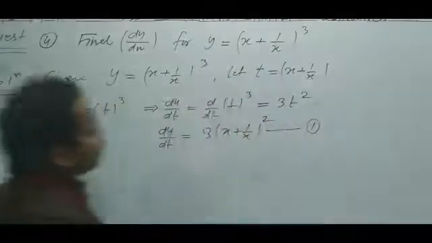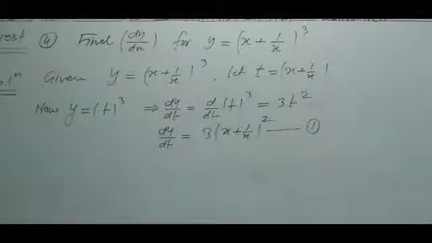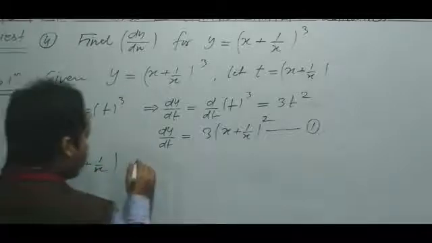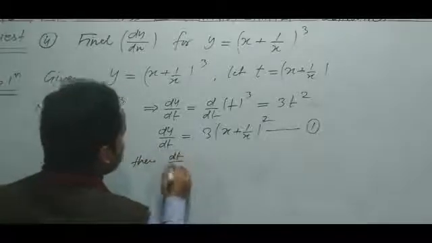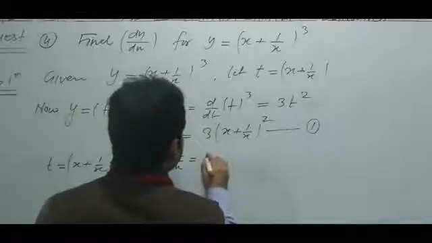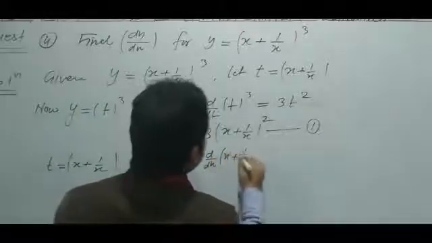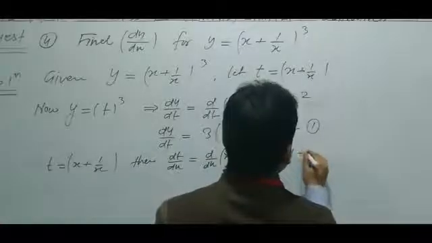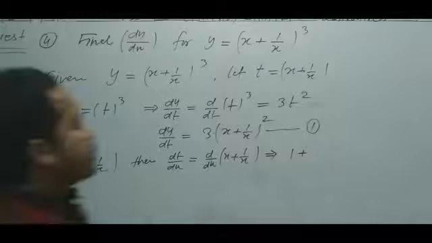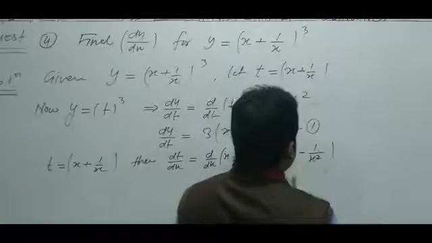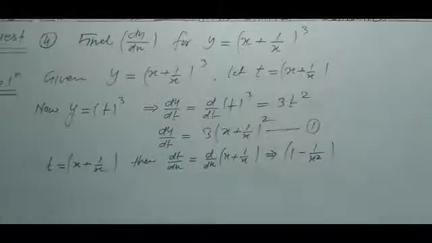Consider equation 1. Now t is equal to x plus 1 by x, then dt by dx result is d by dx of x plus 1 by x, and this result is 1, and with plus sign d by dx of 1 by x, so result will be minus 1 by x square. So this is the result of dt by dx.